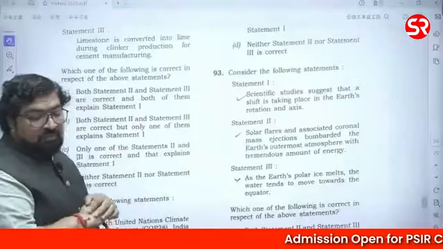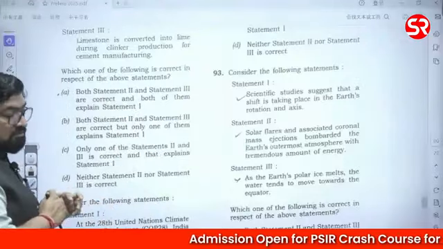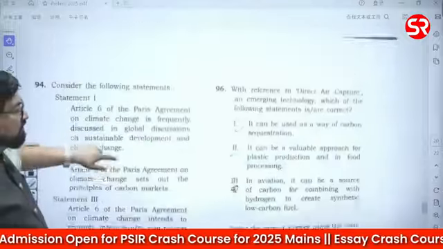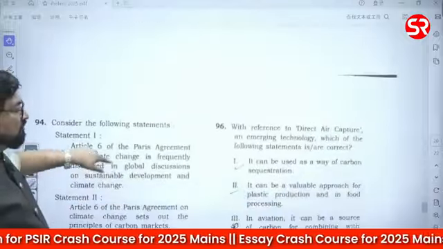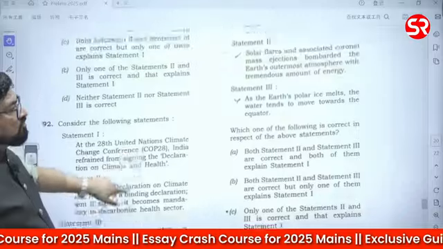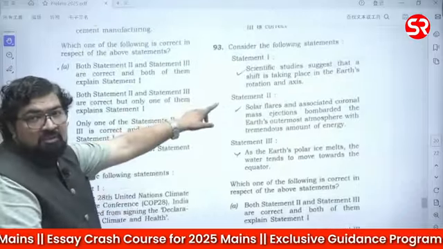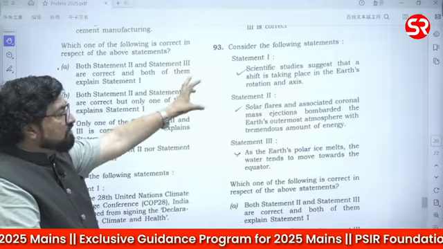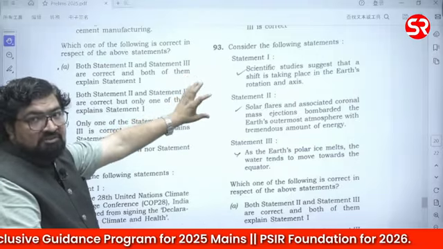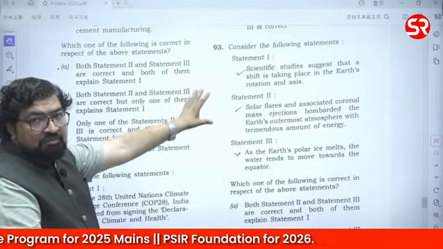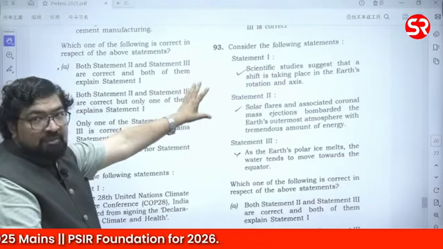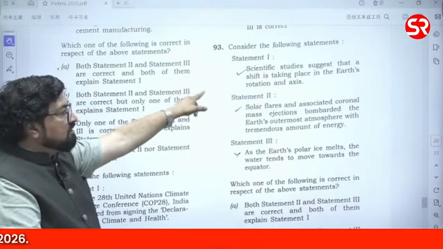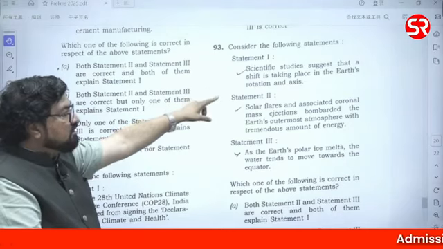Now I'm coming to the next part of the questions, which is connected with science and technology, geography, environment, question 93. That is the tilt of the axis, shifting of the axis and rotation of Earth. I've already covered it in the environment discussion, but still I'll cover it. Statement 1: scientific studies suggest that a shift is taking place in Earth's rotation axis.